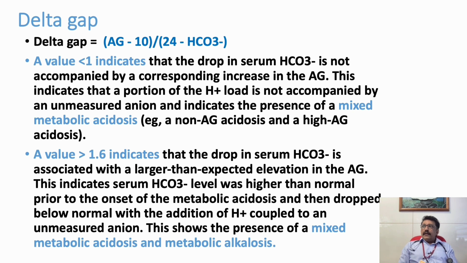But clinical examination and history are all very, very important in this type of condition. So if you see only lactic acidosis, if you have not taken the diarrhea part, you may miss the diarrhea and you may miss the diagnosis. A value more than 1.6 indicates mixed metabolic acidosis and metabolic alkalosis. So this also should be calculated when we have doubt.